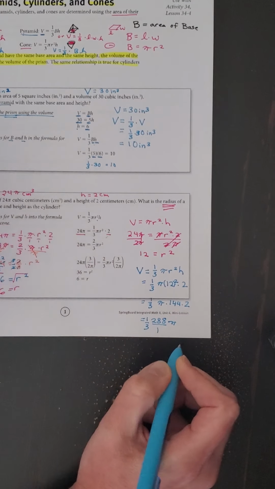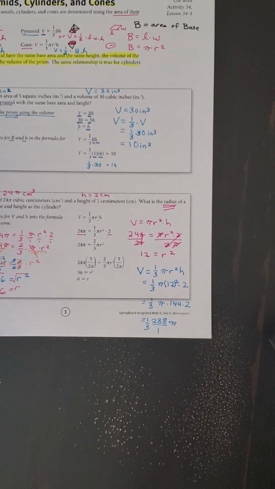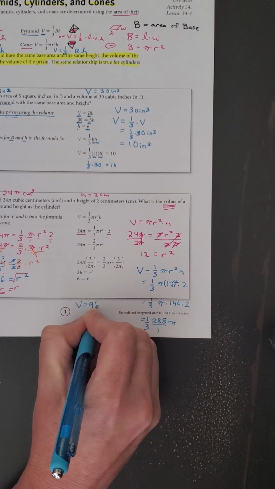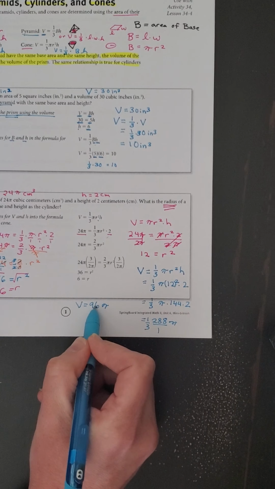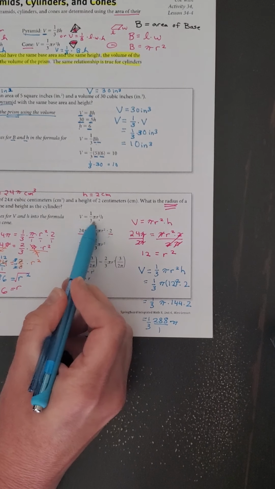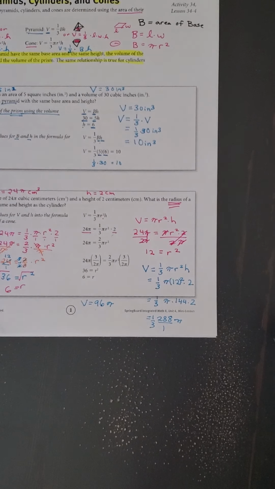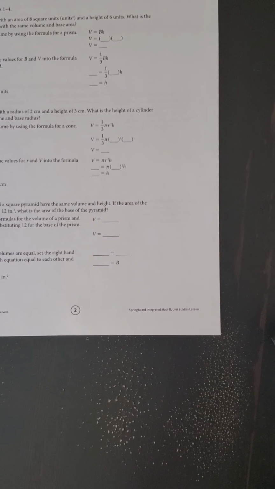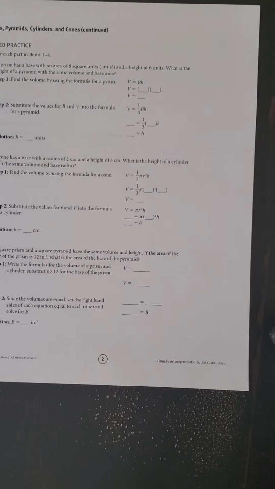And then 1/3 of 288 is 96. So the volume equals 96 pi. And then I could substitute this in right here and find my radius. So I think their method was a little more straightforward, but there are multiple ways you could do it. All right. Let's move along. So here's some guided practice.